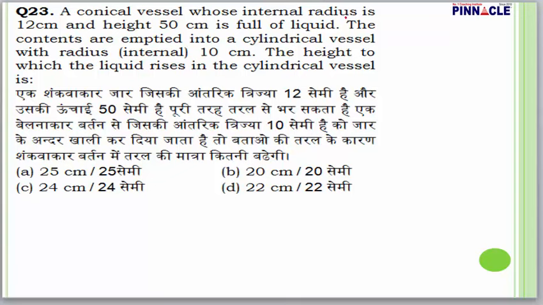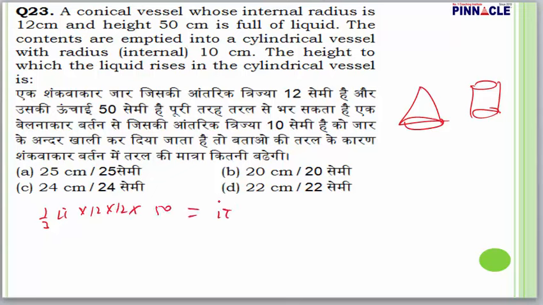Next question, question number 23. A conical vessel whose internal radius is 12 cm and height 50 cm is full of liquid. The contents are emptied into a cylindrical vessel with internal radius 10 cm. The height to which the liquid rises in the cylindrical vessel would be how much? This is the conical vessel and this is the cylindrical vessel. Volume would be the same in both cases. So 1 by 3 pi r square, that is 12 into 12, and height 50, is equal to pi r square, that is 10 into 10, and h, which is the rise in water level. We have to find the value of h.